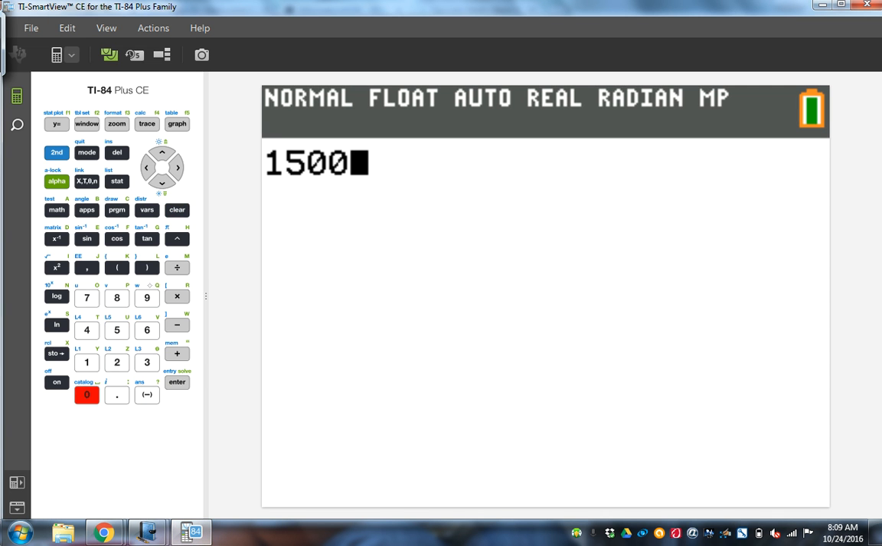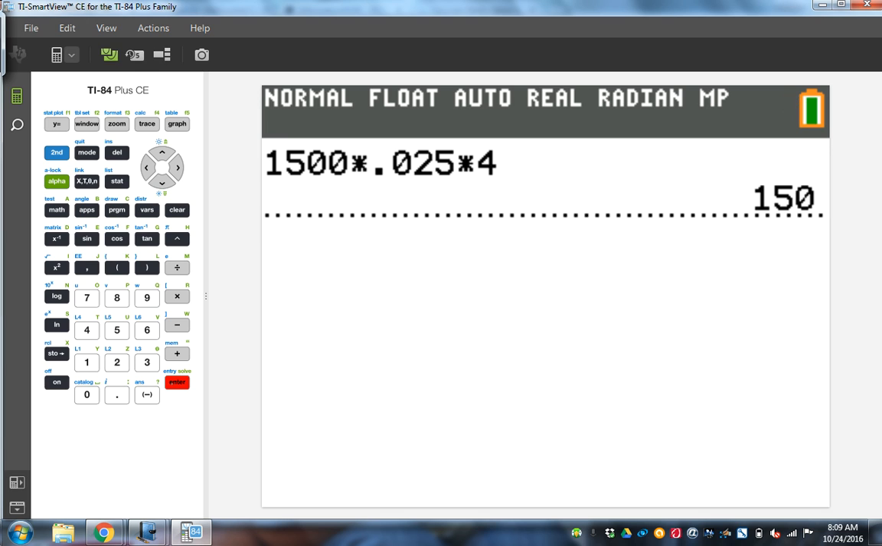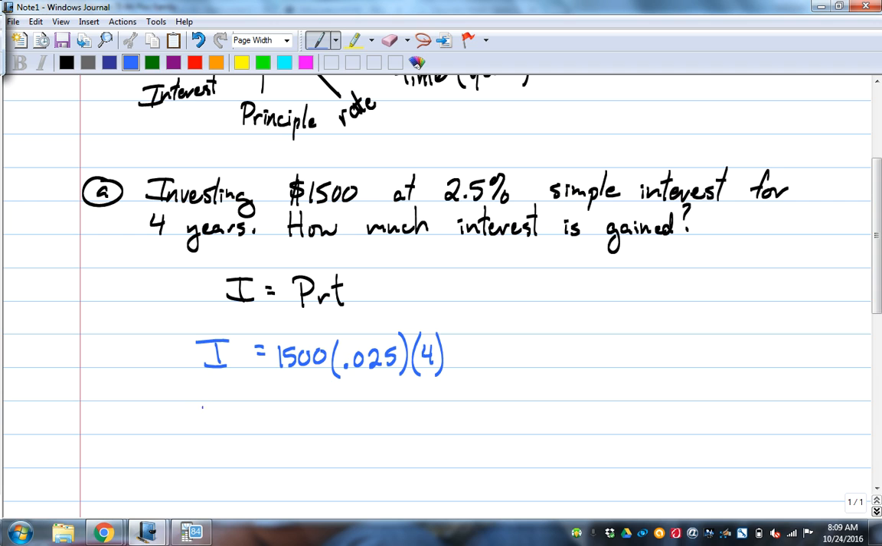1,500 times 0.025 times 4. $150 back for doing nothing. That's our return on our investment there.